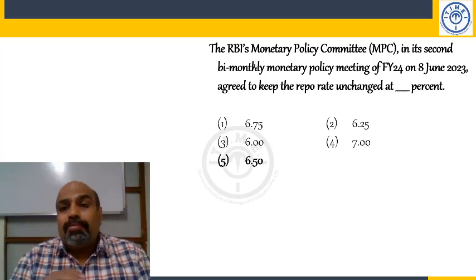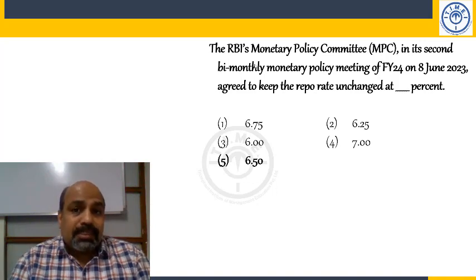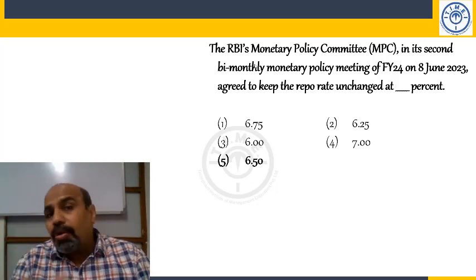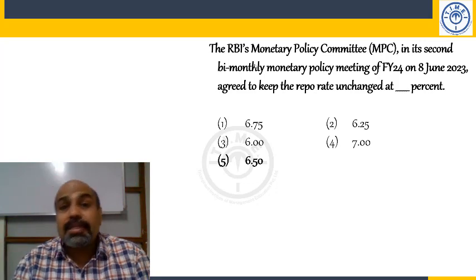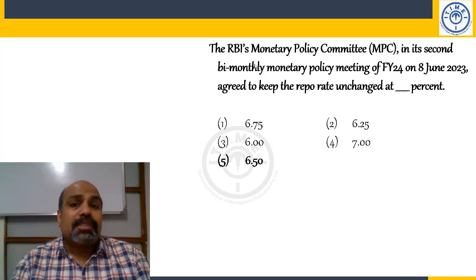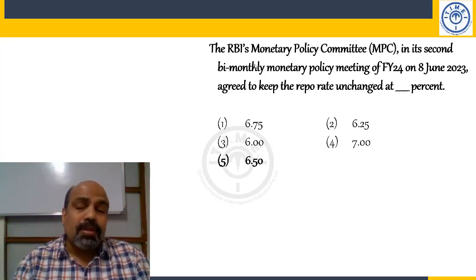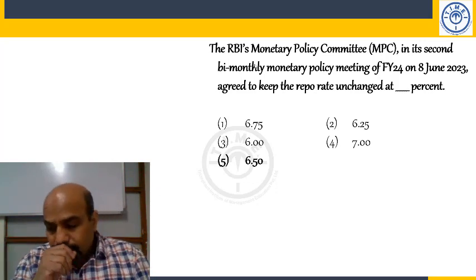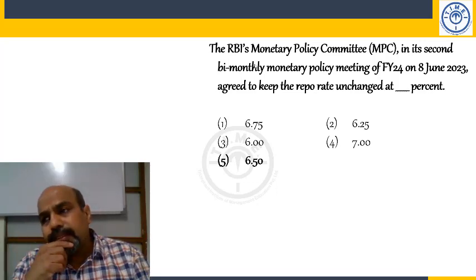Yes. Who are the members of the Monetary Policy Committee? It has 6 members, 3 experts, 3 from within the RBI. Its chairperson is always the RBI governor, currently Shaktikanta Das. To repeat, the Monetary Policy Committee's 6 members are: 1, Governor Shaktikanta Das; 2, Dr. Rajiv Ranjan, Deputy Governor.